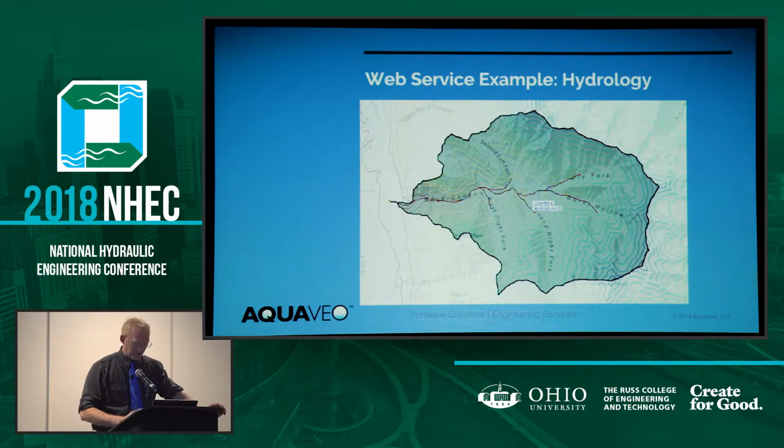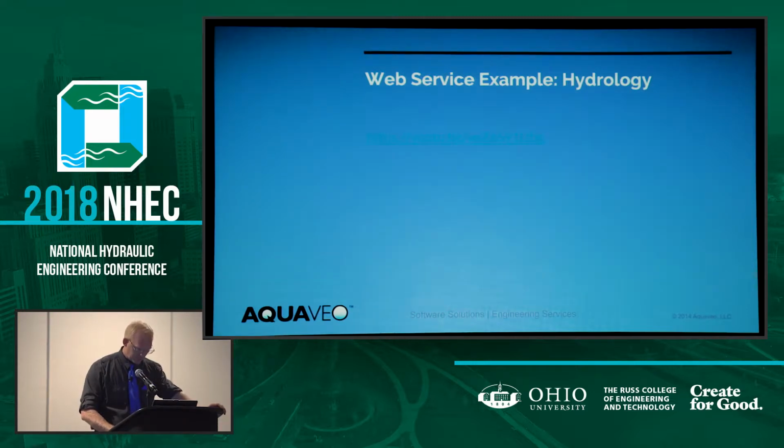As an example of doing a web service example for hydrology, this is a little place over by Provo called Rock Canyon. He's delineated a watershed, given us a curve number. And we're going to watch a quick little video on web services.